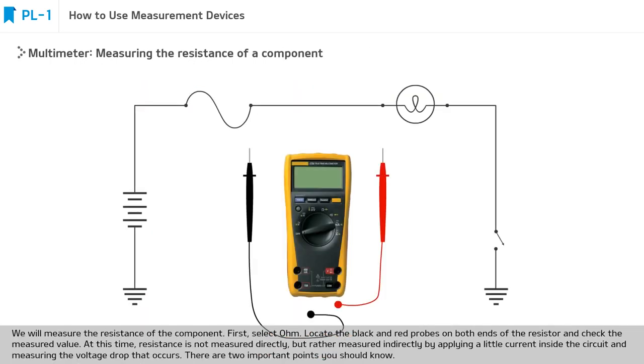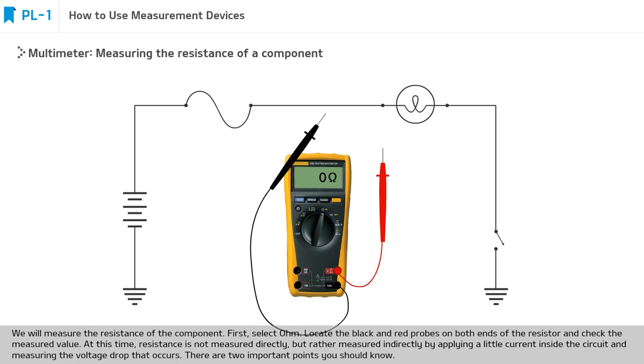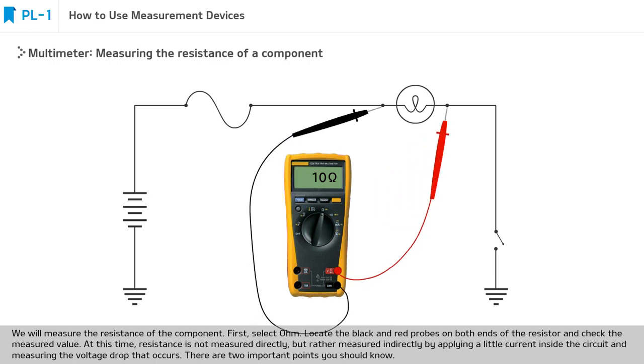We will measure the resistance of the component. First, select ohm. Locate the black and red probes on both ends of the resistor and check the measured value. At this time, resistance is not measured directly, but rather measured indirectly by applying a little current inside the circuit and measuring the voltage drop that occurs.